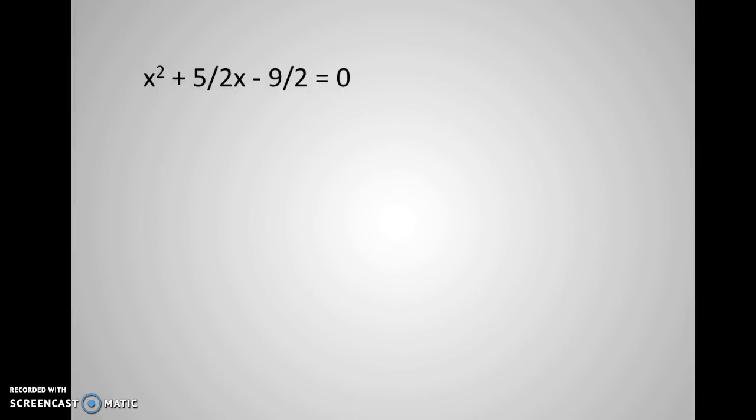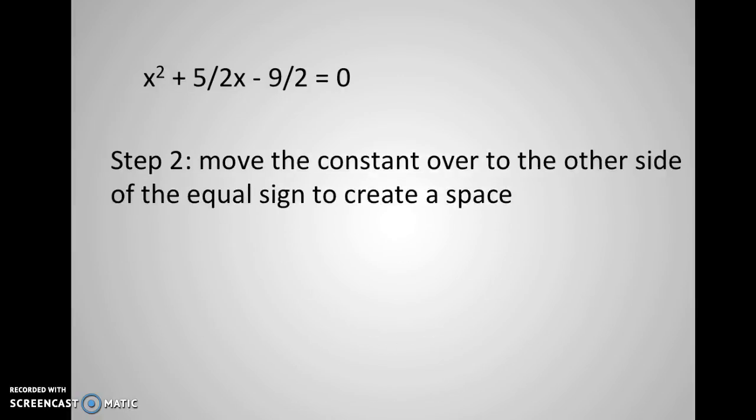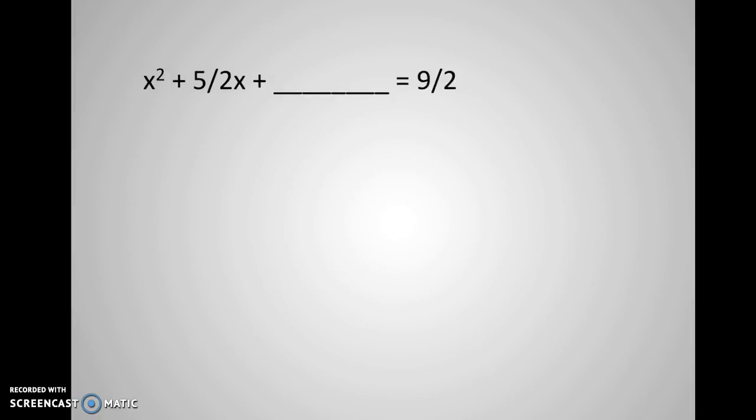Our next step is that we have to move our negative 9/2, which is our constant, over to the other side of the equal sign to create a space. So we're going to add 9/2 to both sides of the equation, and then we're going to leave a space. So we have x squared plus 5/2 x plus our space is equal to 9/2.